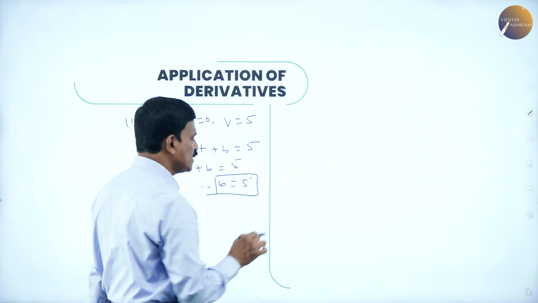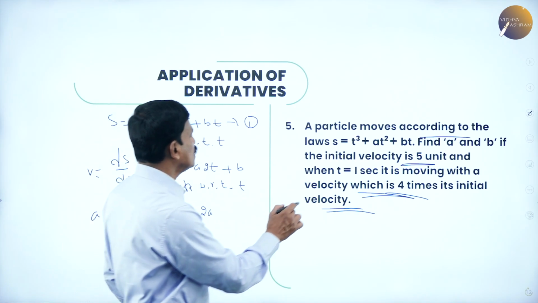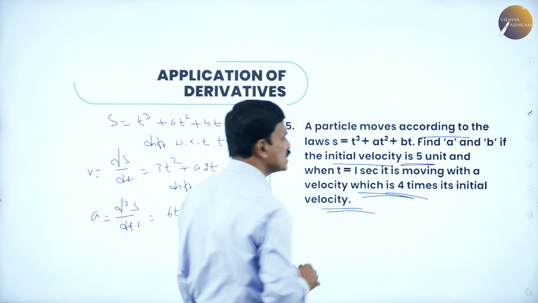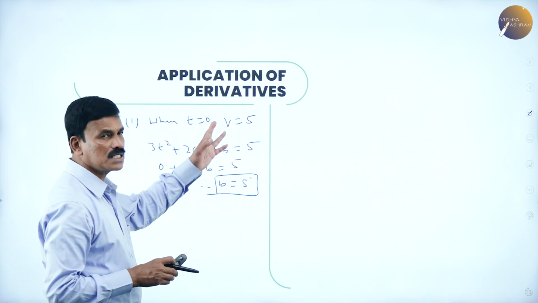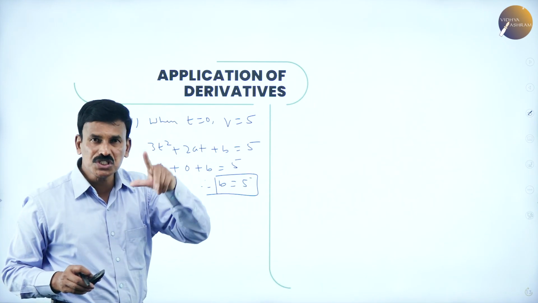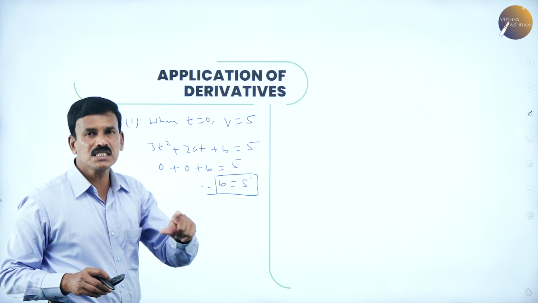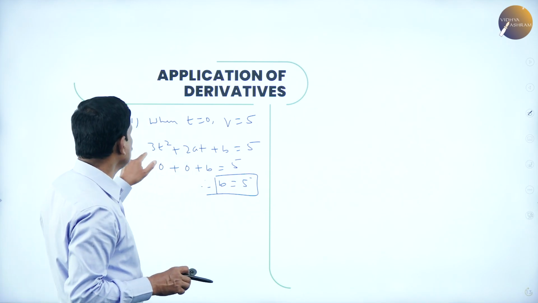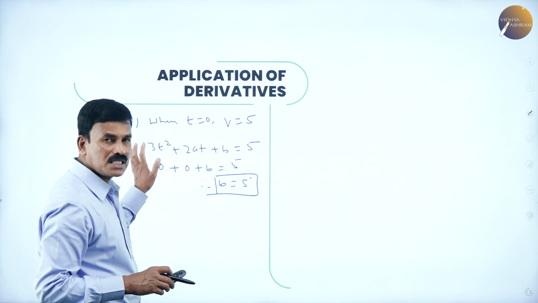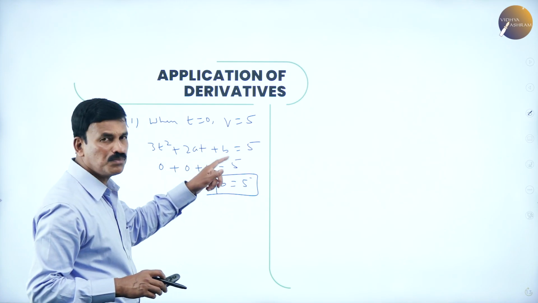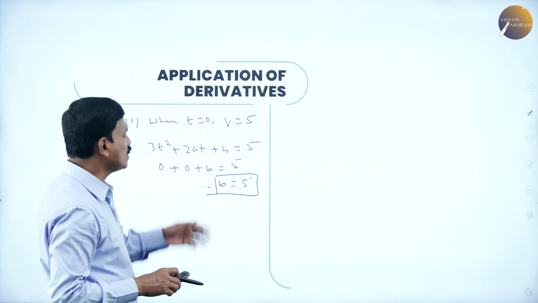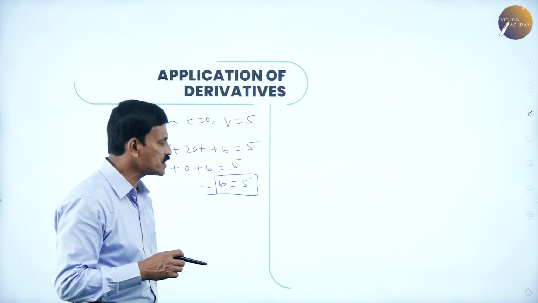See here what is given? The initial velocity is 5 units. Initial velocity is 5 units means at time t is equal to 0, the velocity is 5. Substitute here: we know velocity is 3t square plus 2at plus b, put t equal to 0, then you will get b is equal to 5. That is the first answer.